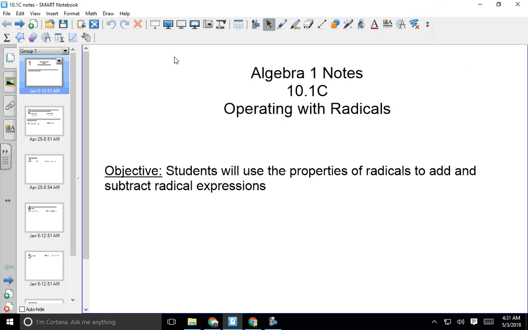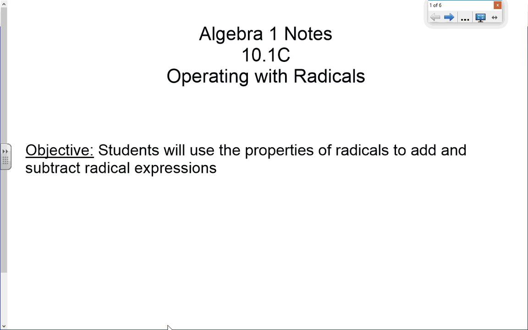Gentlemen, we're going to continue to operate with radicals. Now what we're going to do is add and subtract these radical expressions. So we're going to have to take a look at not just the properties of radicals, but some of the rules that we have for addition and subtraction.